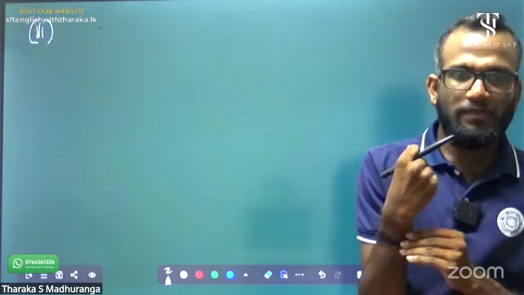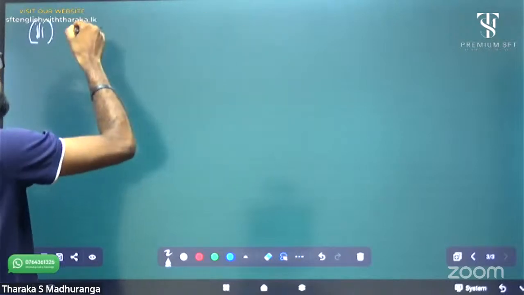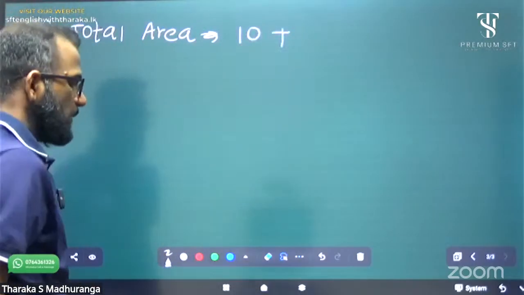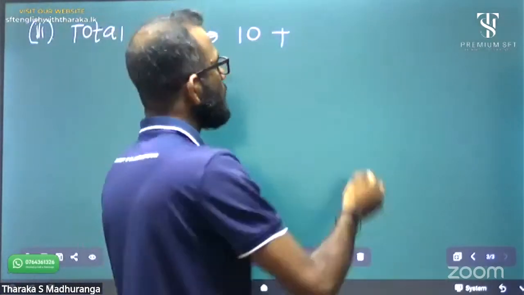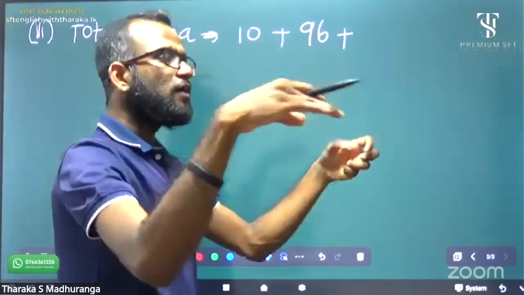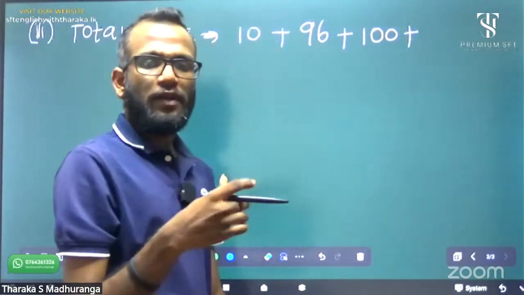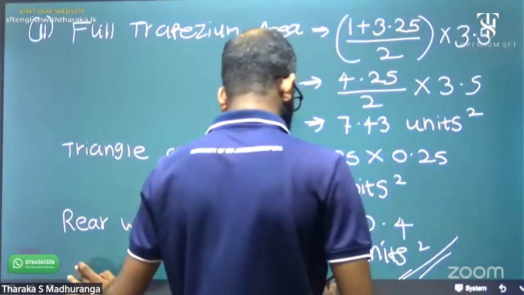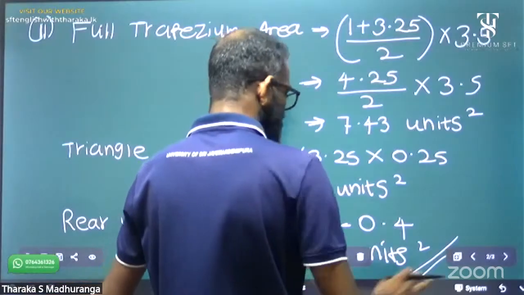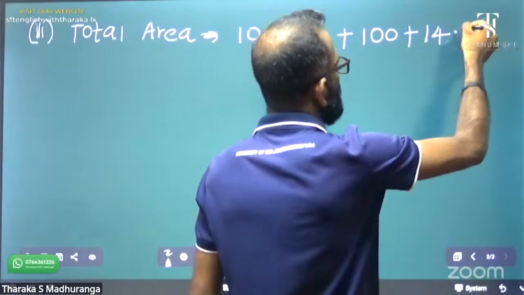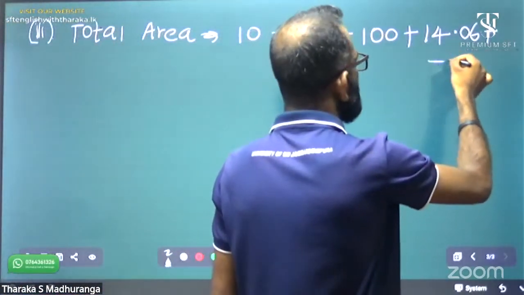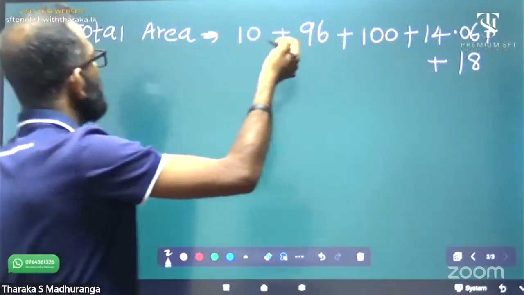Okay. Let's start from the ABC curve section. It is 10 total area. 10 plus trunk area 96, two front wings 100, and two rear wings 7.30 each, that means 14.06 for the two rear wings, finally the final part 80. Okay, that's the total area.